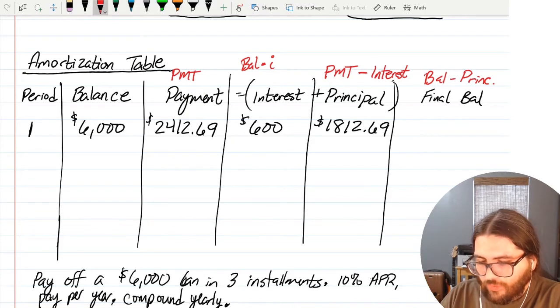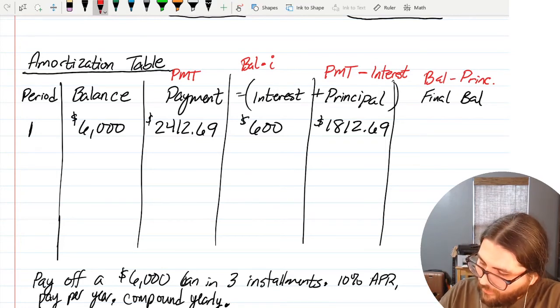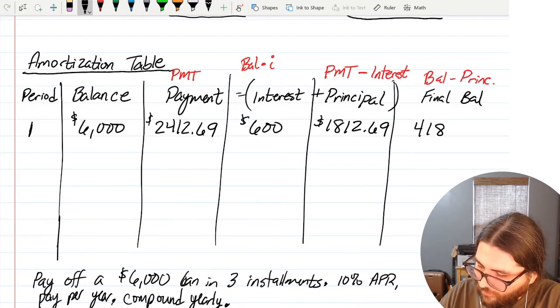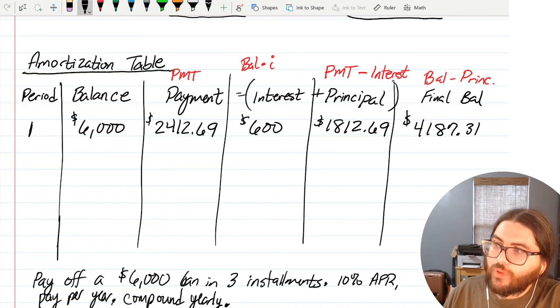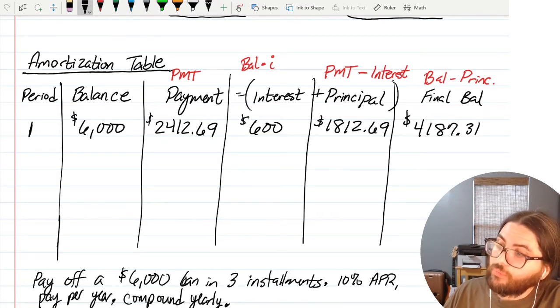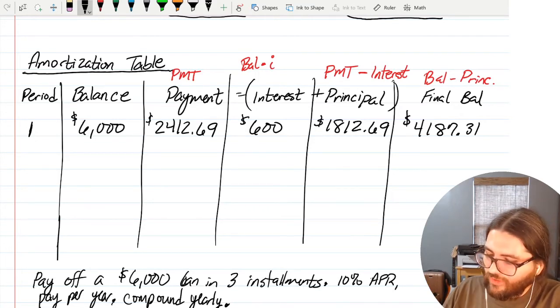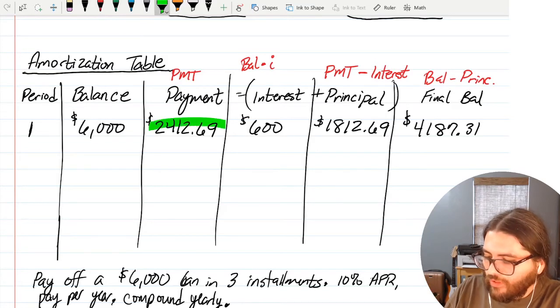So my initial balance was $6,000 minus $1,812.69. 418731. So after the first payment period, that's what my final balance is. Remember, it's more than 4,000 because the initial payment, this is interesting, the initial payment is more than 2,000.